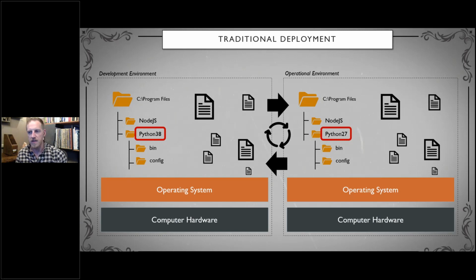So you can see here in our example, in our development, we're running Python 3.8, but there's no real guarantee that in production we're going to be running Python 2.7, except for, like I said, a checklist, where things like human error can creep in.